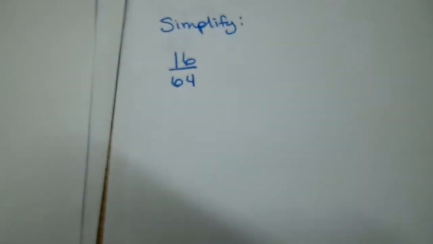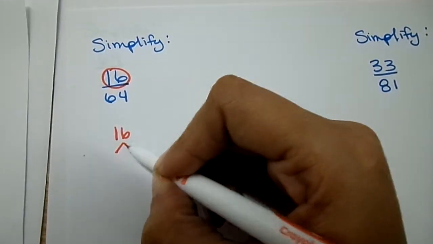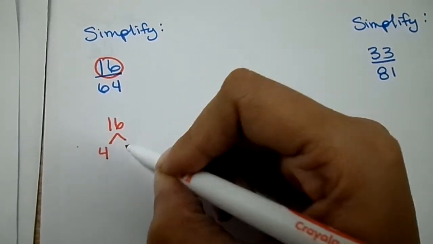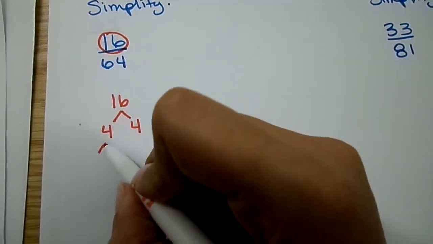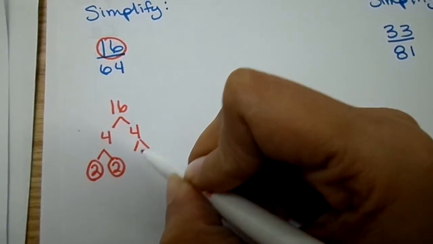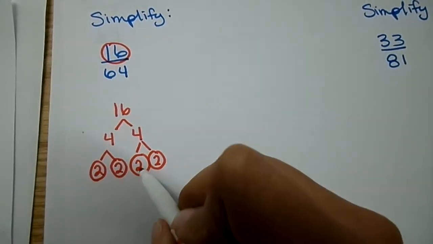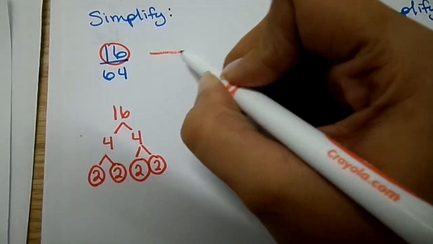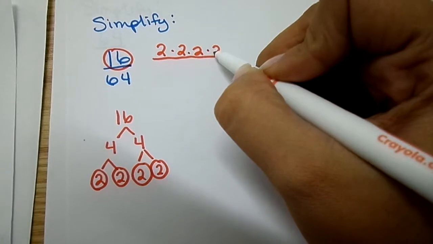So I'm going to do another example. So we have 16 over 64. So we're going to break down 16 into primes. There's different ways to break down 16. I'm going to make my factor tree look similar, and I'm just going to do 4 times 4. So I can break down 4 as 2 times 2, which are both prime. I'm going to break down the other 4 as 2 times 2. And so I have 16 is 2 times 2 times 2 times 2. So I'm going to write that in my numerator. 2 times 2 times 2 times 2.